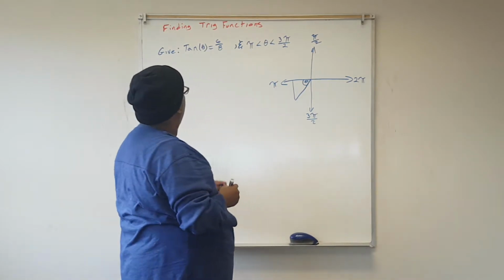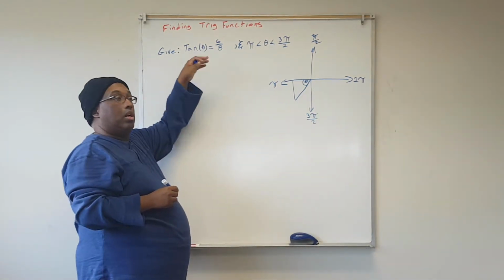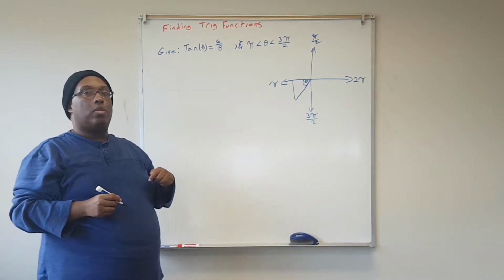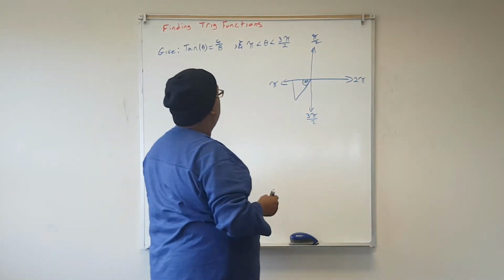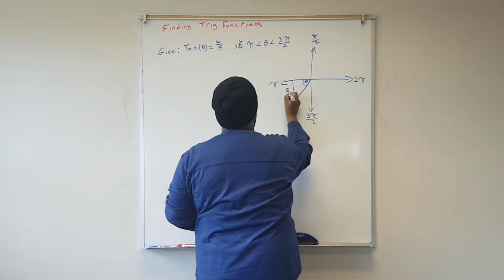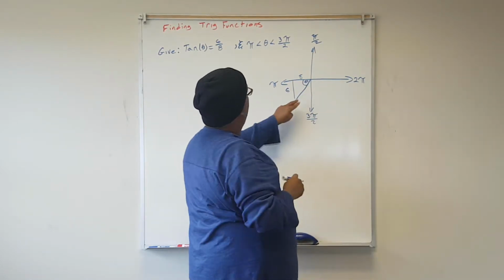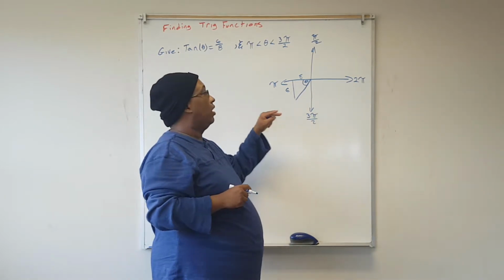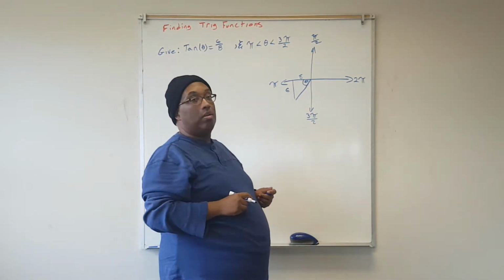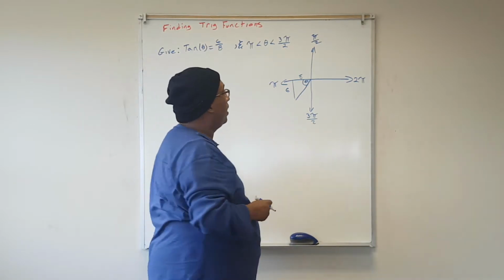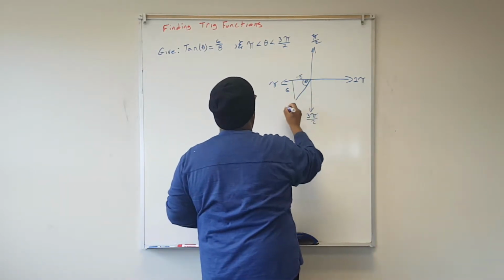So theta is there. Tangent, by definition, is opposite over adjacent. So that means we have 6 and 8, and we don't know C. Now, one more thing, because we're in this quadrant, we have both legs being negative. This is a negative, this is a negative.